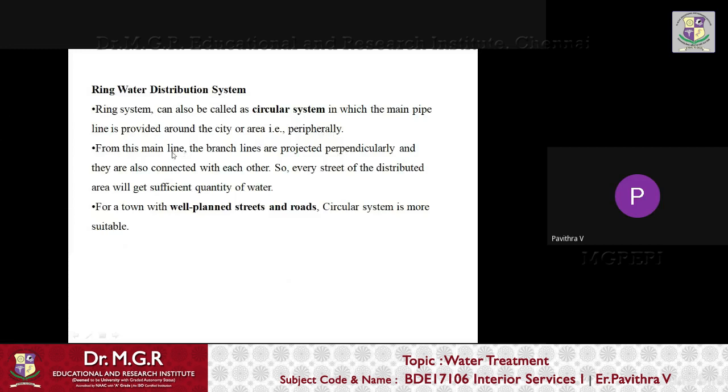For this main line, branch lines are projected perpendicularly and they are connected with each other. So every street of the distributed area will get a sufficient quantity of water. For a town with well-planned streets and roads, the circular system is more suitable. So this is a circular system.